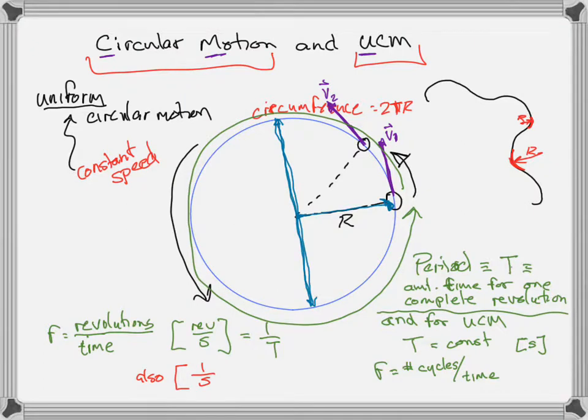Let's just take a step back here and think about what a revolution is. A revolution is actually an angle. One revolution is 360 degrees. It's also 2 pi radians. So let me write that down: 1 revolution equals 360 degrees equals 2 pi radians.